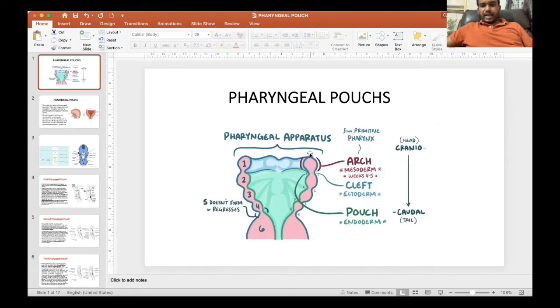The apparatus consists of the cleft, which is the outer one, then the arch. The innermost will be the pouches. So C for the cleft, A for the arches, and P for the pouches. From outside to inside you have CAP, which you can remember as a mnemonic: cleft, arches, and pouches.